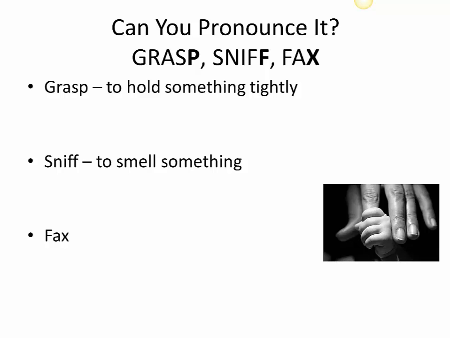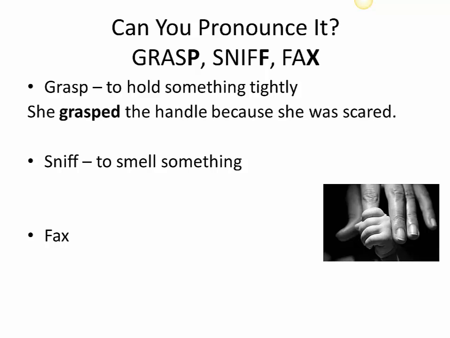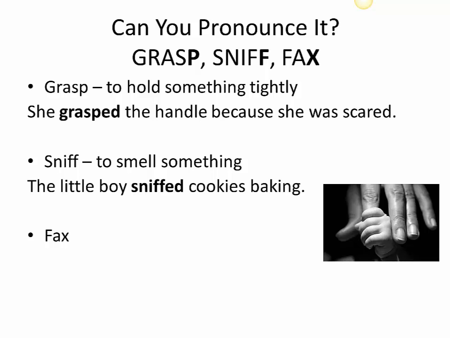So if you grasp, it means to hold something tightly. She grasped the handle because she was scared. Sniff means to smell something. The little boy sniffed cookies baking.